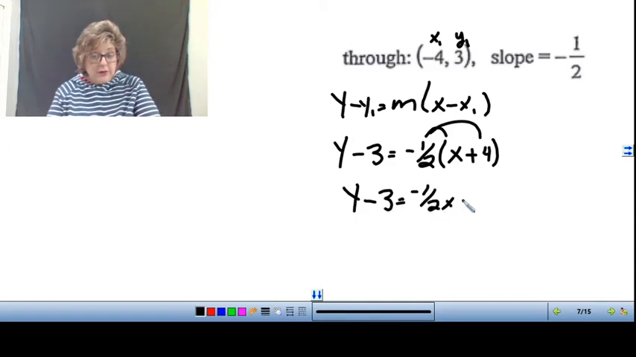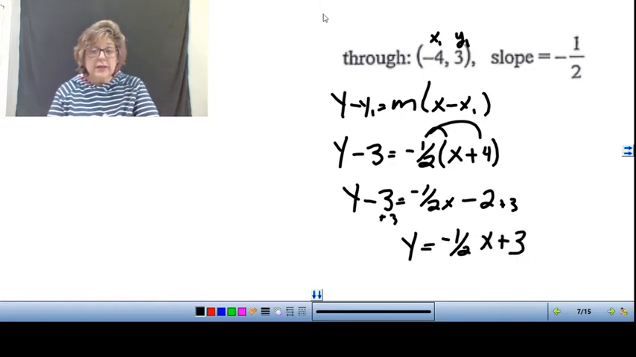Now the distributive property: y minus 3 equals negative 1/2 x. Negative times a positive is a negative, and 1/2 of 4 is 2. I'm going to add 3 to both sides, so y now is negative 1/2 x plus 3. What does that mean?